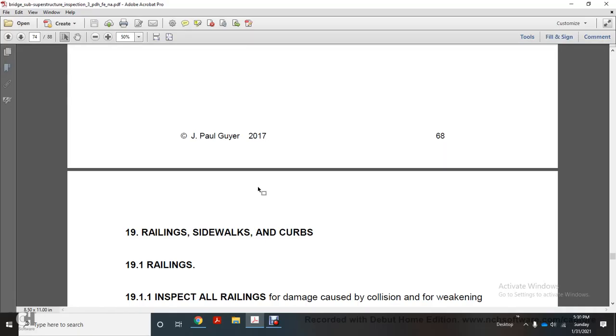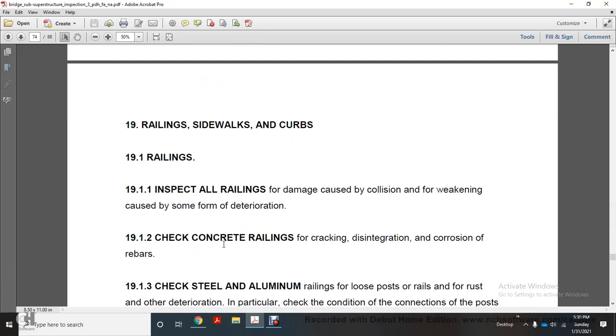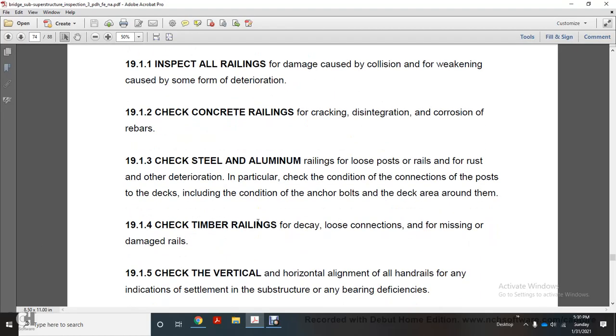Alright, 19, railing, sidewalk, curbs. Inspect all railings. Look for railings damaged by collision or weakened by some form of deterioration. Check concrete railings for cracking, disintegration, and corrosion of rebar. Check steel and aluminum railings for loose posts, rails, rust, or other deterioration. Particularly check the connection of the post to the deck, including the anchor bolts and the deck area around them. Check timber railings for decay, loose connections, missing or damaged rails.